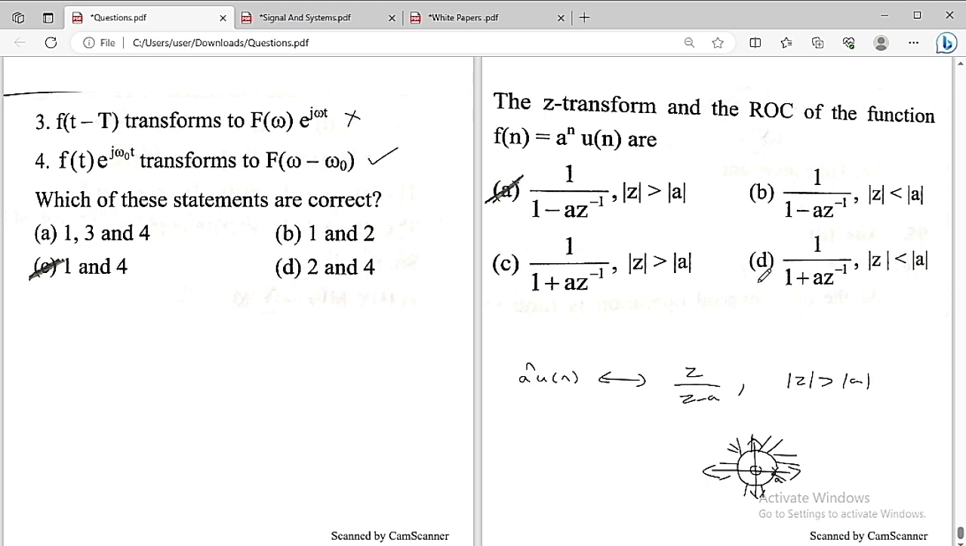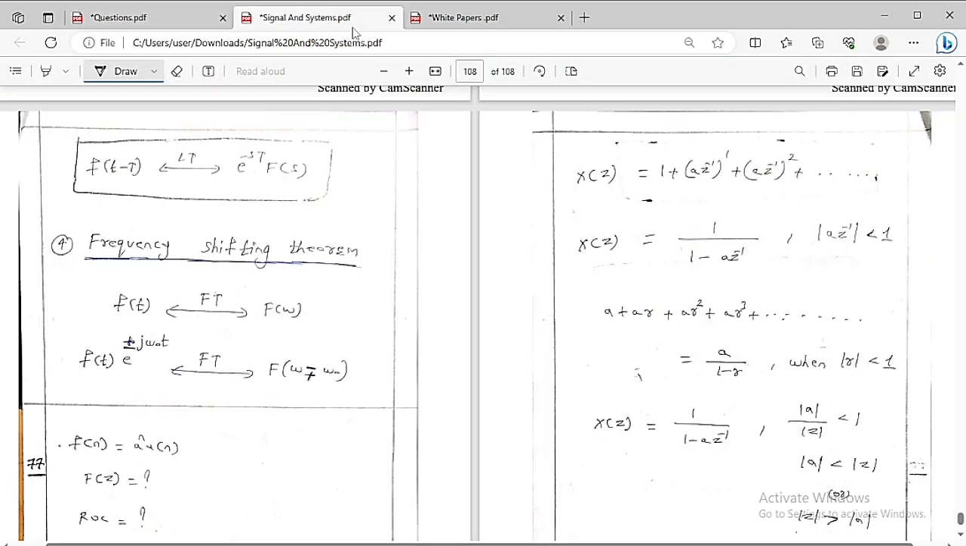So the option is the correct solution of this question, because if you simplify, the same thing we are going to get is Z by Z minus a. But now we will discuss something more about this one also.